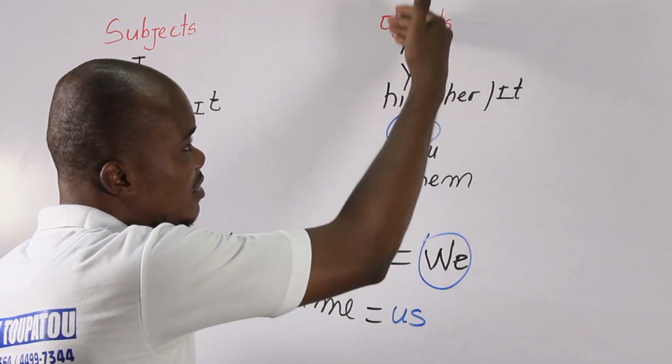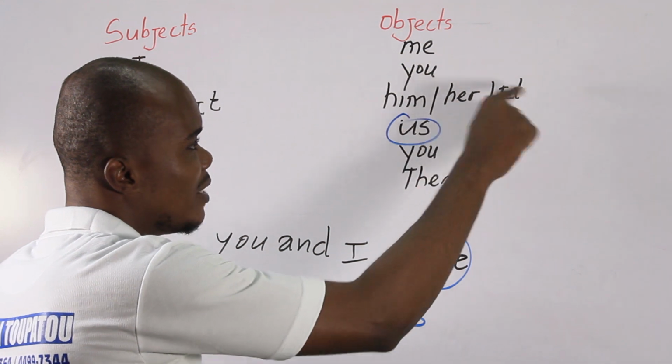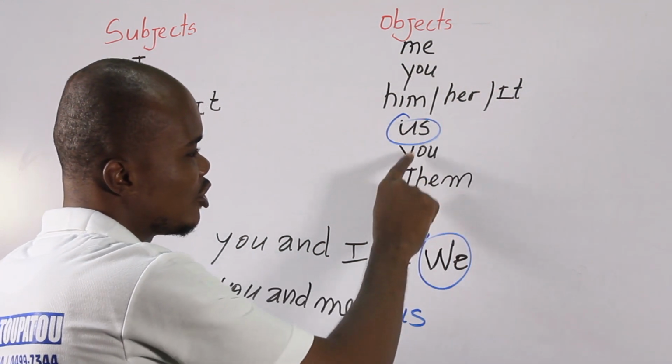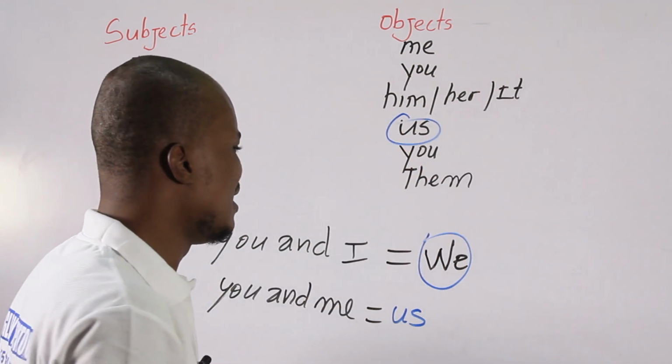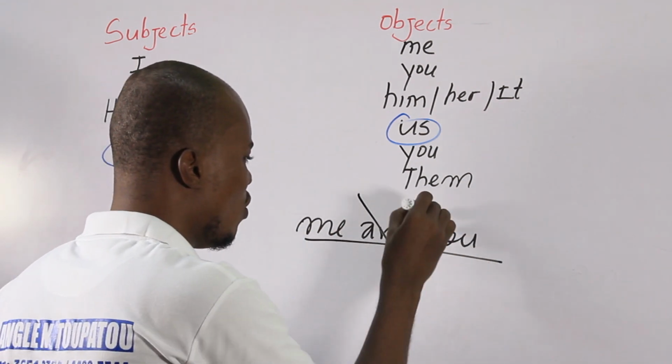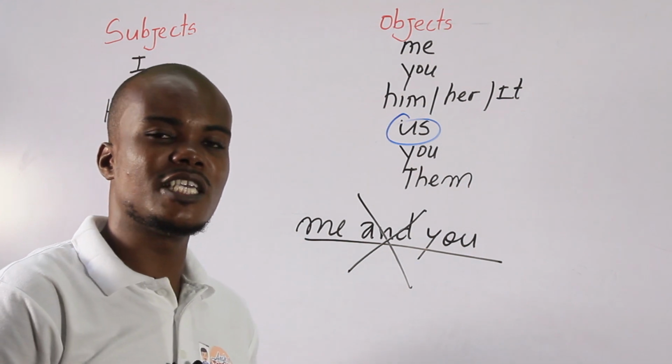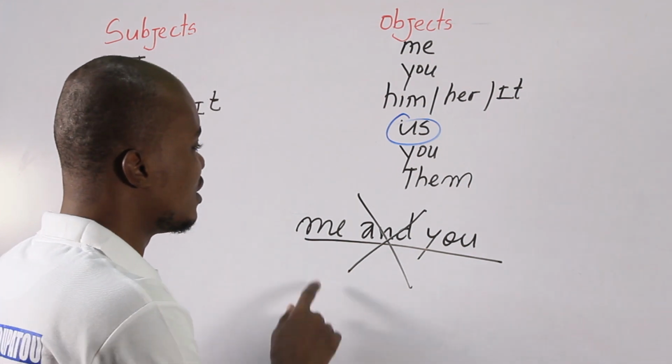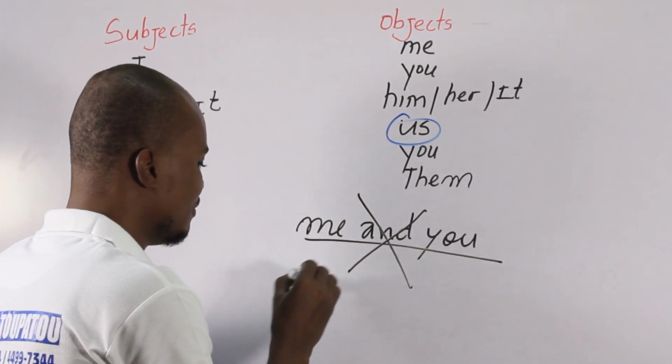Me, you, him, her, it, us, you, them. So what you have to avoid, never say me and you. No, no, no. Do not say me and you. You have to say you and I.